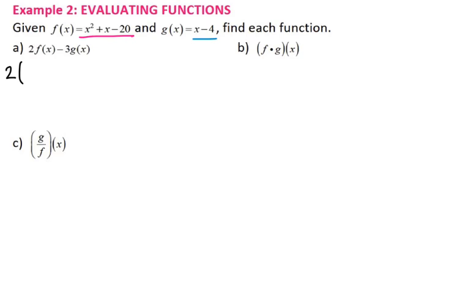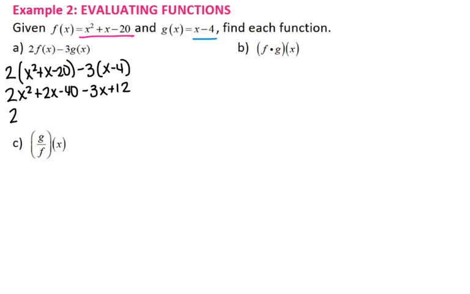So 2 times f of x is x squared plus x minus 20 minus 3 times g of x, which is x minus 4. That gives us 2x squared plus 2x minus 40. Once you have it set up, you're just simplifying and combining like terms. Distribute the negative 3, so that's negative 3x plus 12. Combine your like terms, so 2x squared minus 1x minus 28. And then that's your answer for letter A.